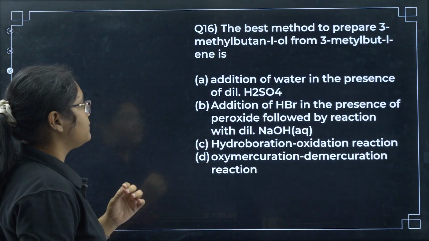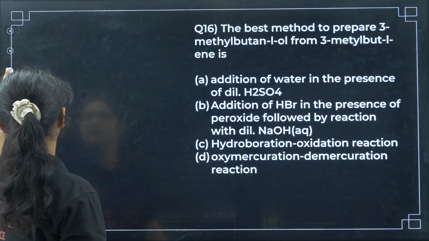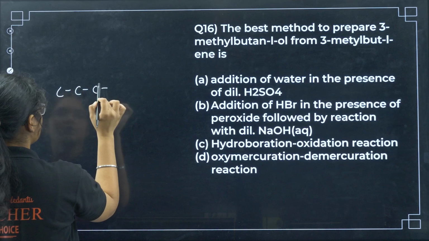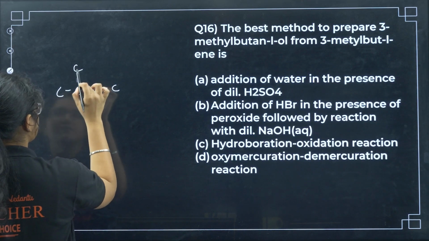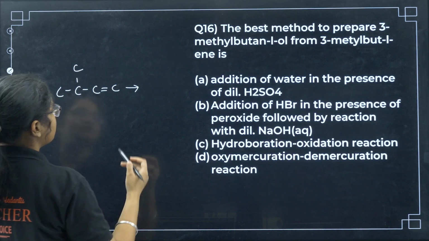Next, the best method to prepare 3-methylbutan-1-ol from 3-methylbut-1-ene. So you want to prepare 3-methylbutan-1-ol from 3-methylbut-1-ene.